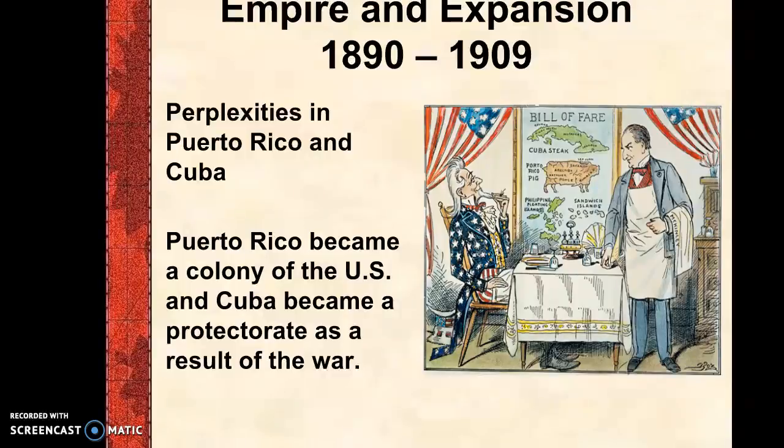But Cuba was a virtual colony of the United States for the next 50 years, and Puerto Rico was and still is an American colony. So the United States was well underway of acquiring an empire.